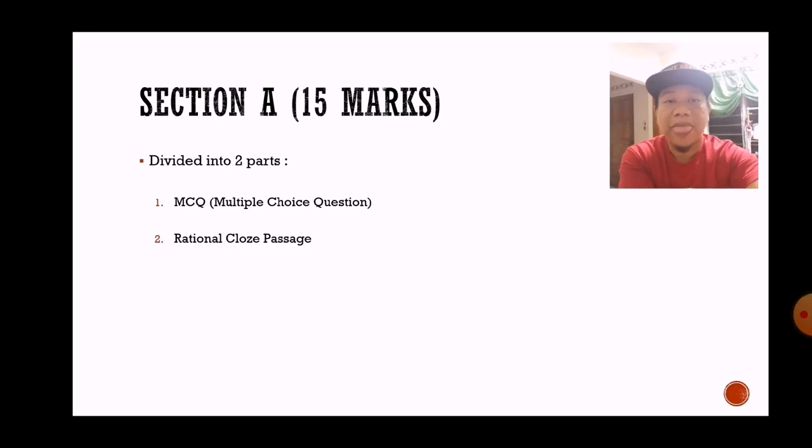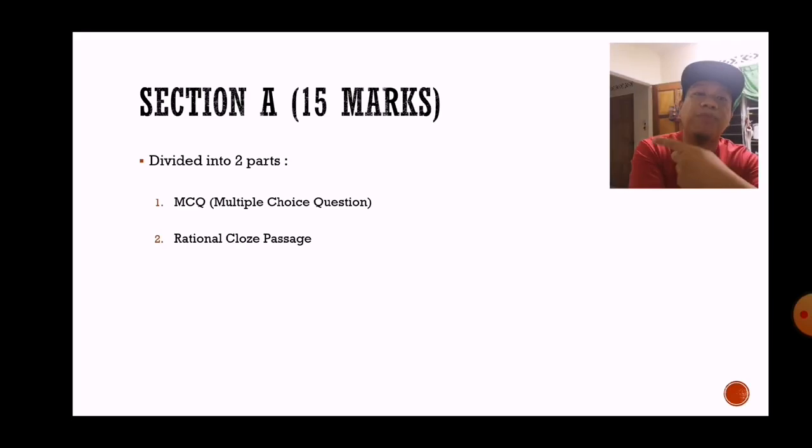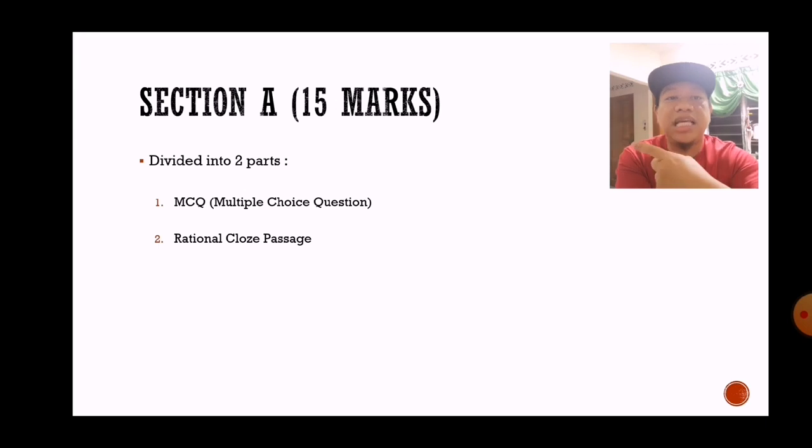So remember, you have 2 parts for section A. The first part is MCQ and the second part is rational close passage, also known as grammar question.